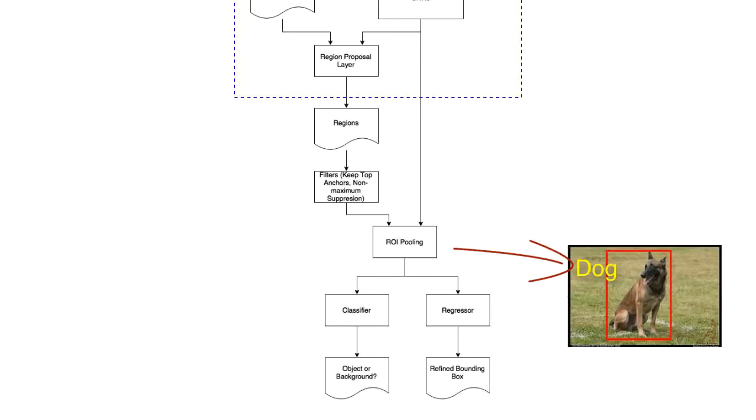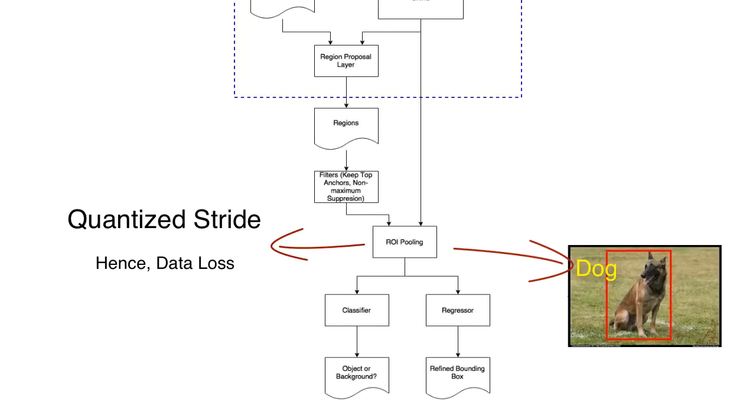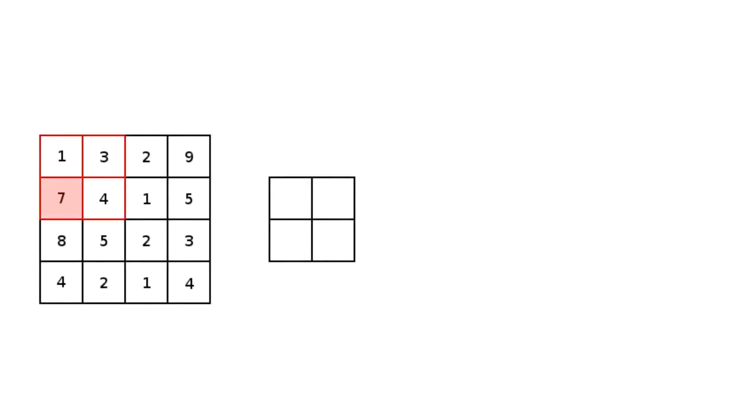Masked RCNN does incorporate these tasks, but there's a problem of data loss in ROI pooling. This involves applying pooling, usually max pooling, on a region of interest, the bounding box computed during object detection. Hence the name ROI pool. In this method, the stride is quantized.